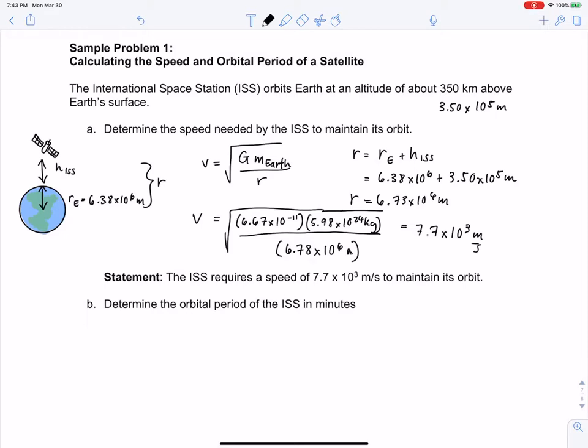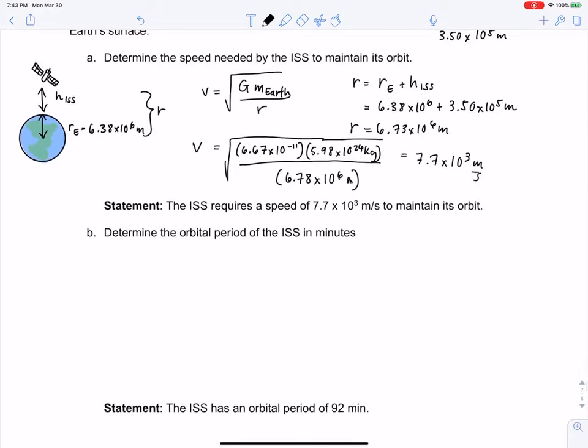In part B, they want us to determine the orbital period of the International Space Station in minutes. Period is equal to the time taken to travel one complete cycle. So we're looking at the distance traveled. In this case, it's equal to 2 pi r. That would be the circumference of the circle with the radius r, and divided by the speed. In this case, it's the orbital speed. So we have the distance traveled by the satellite and the orbital speed of the satellite.